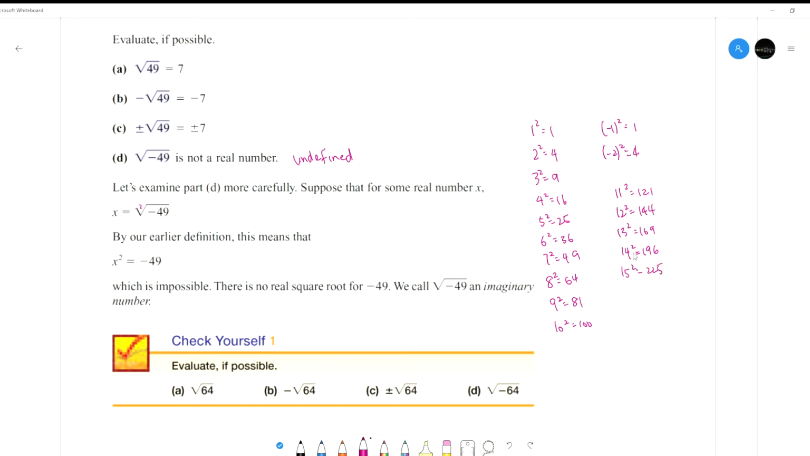All right, and then these are optional, but if you do know these, that's really good. 16 squared is 256, and then 17 squared would be 289.